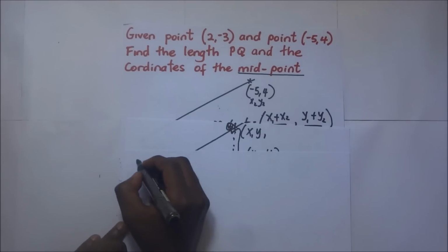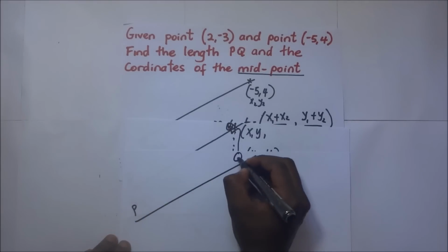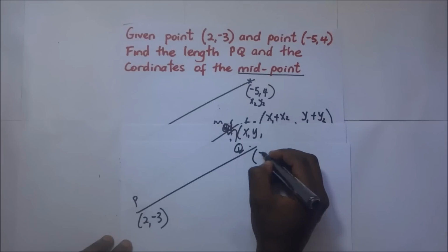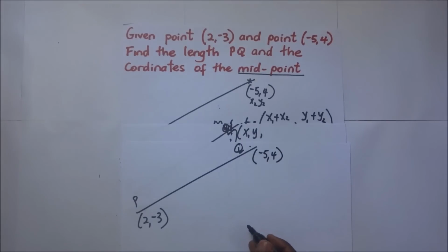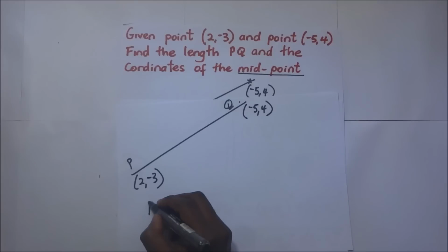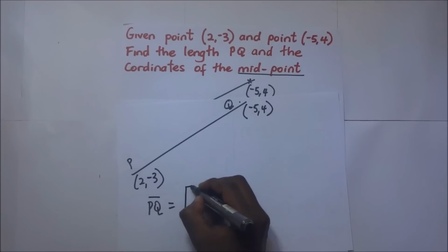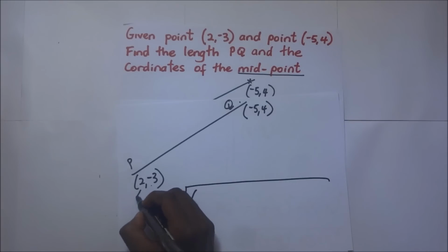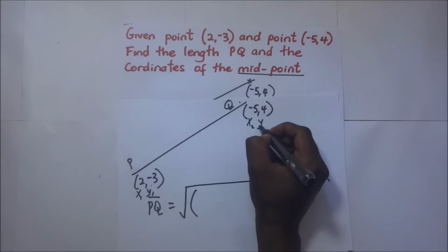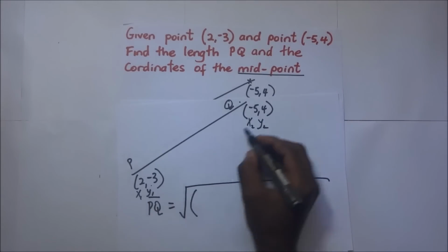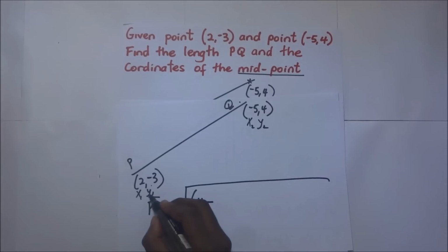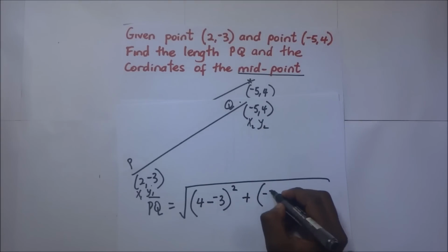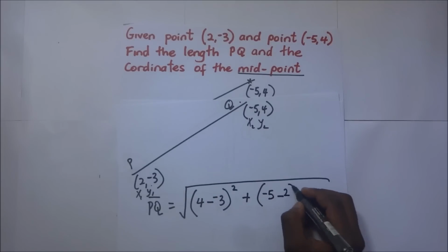So for us to get PQ, this is point P, this is point Q. We have our point P as 2, -3. We have our point Q as -5, 4. So the distance PQ is going to be equal to the square root of y2 minus y1. Let's call this x1, y1, this is x2, y2. So y2 minus y1 becomes 4 minus -3, squared, plus x2, which is -5 minus 2, also squared.